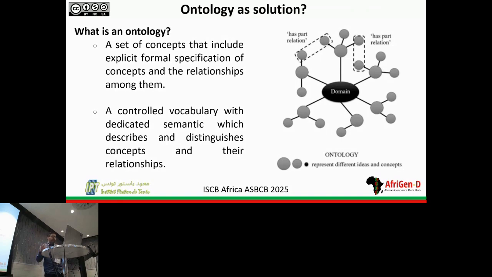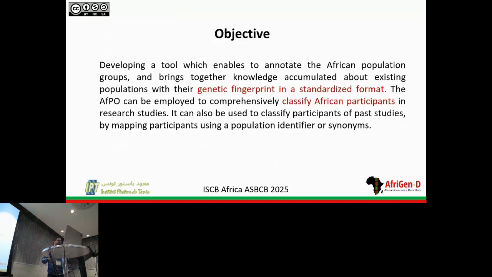So the objective was to develop a tool that enabled us to annotate and define the African population groups and bring together knowledge accumulated about existing populations with their genetic fingerprint, in a standardized format with demographic or anthropologic data. The AfPO can be used to comprehensively classify African participants in genomic work, or to classify participants in past studies by mapping participants using a population identifier or synonym. We will see that each term has a unique identifier and a unique definition.